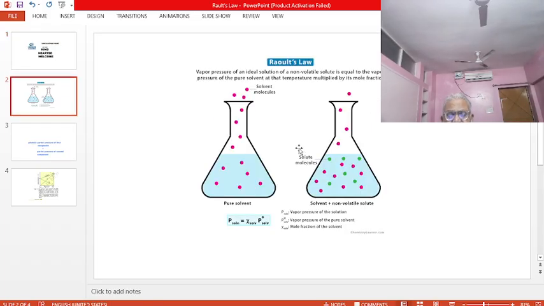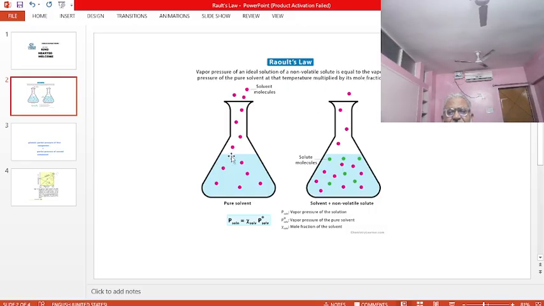Today, I will explain Raoult's law, which states that the vapor pressure of an ideal solution of a non-volatile solute is equal to the vapor pressure of the pure solvent at that temperature multiplied by its mole fraction.